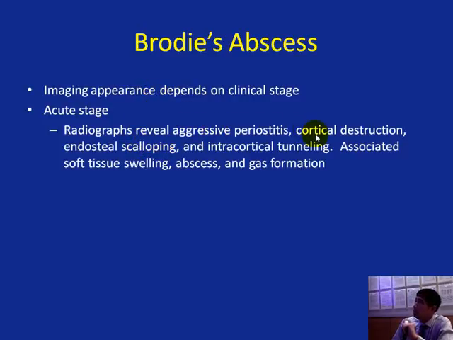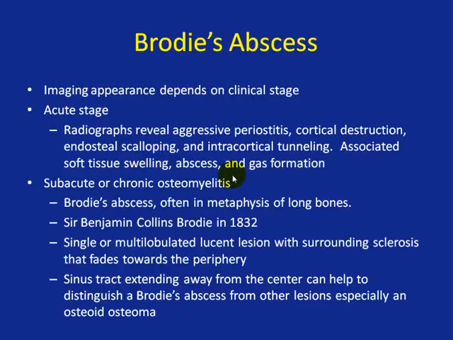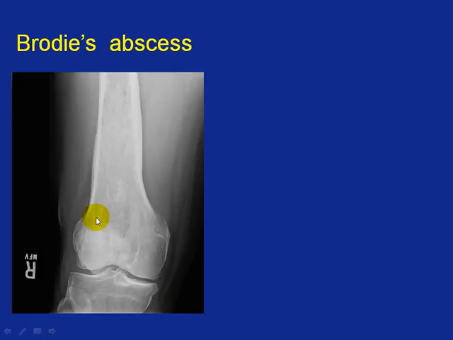Acutely, you get aggressive periostitis, cortical destruction, and a nidus or sequestrum. You can see adjacent soft tissue findings like swelling and gas in the soft tissue. Subacutely, you're usually going to get these multilobulated lucent lesions with surrounding sclerosis, and you may see a sinus tract that goes from the center to the outside, and that can be helpful in distinguishing a Brodie's abscess from an osteoid osteoma.